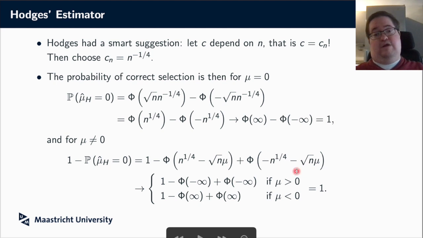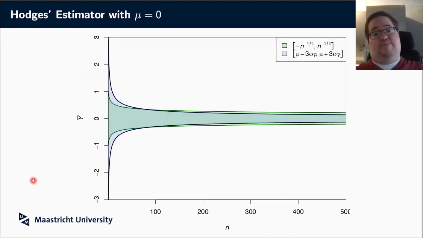We do the same thing for the last term. If mu is positive, you have two minuses, so it will go to minus infinity. If mu is negative, you have minus something and plus something, but then again the square root n here is going to win from the n to the power 1/4. So it goes to plus infinity. Well, if you collect that, either way you get 1. So that gives you actually consistent selection using the Hodges estimator.